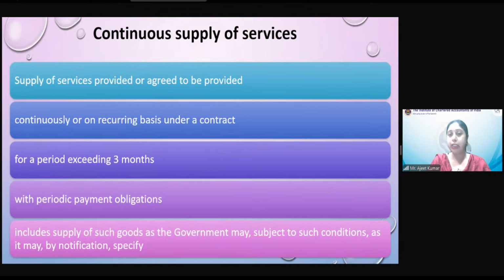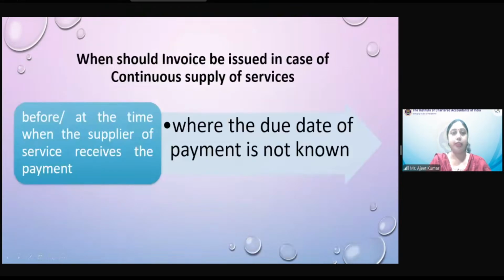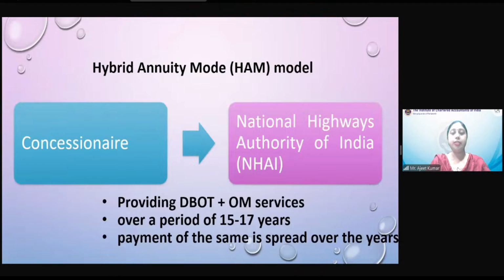Quickly give me the answer in the chat box, based on our discussion earlier in the time of supply class. Okay, Ishan has given me an answer. What about others? The definition is on your screen, and I will also move to the HAM contract. The services are provided for a continuous period of 15 to 17 years. It is providing DBOT and O&M services. Payment is spread over the years.